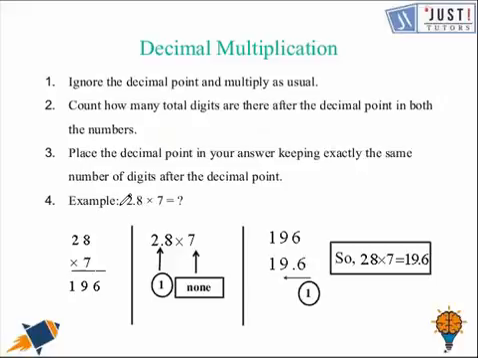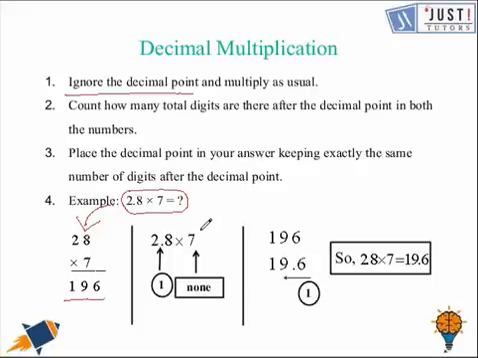So if we try to multiply any decimal number with a whole number, we need to follow some steps. And the first step involves ignoring the decimal point completely. Let's have a look at this example. If you're trying to solve 2.8 times 7, we need to first of all write it down without any decimal point. So it will be 28 times 7. Now, we need to get the answer, which is 196.